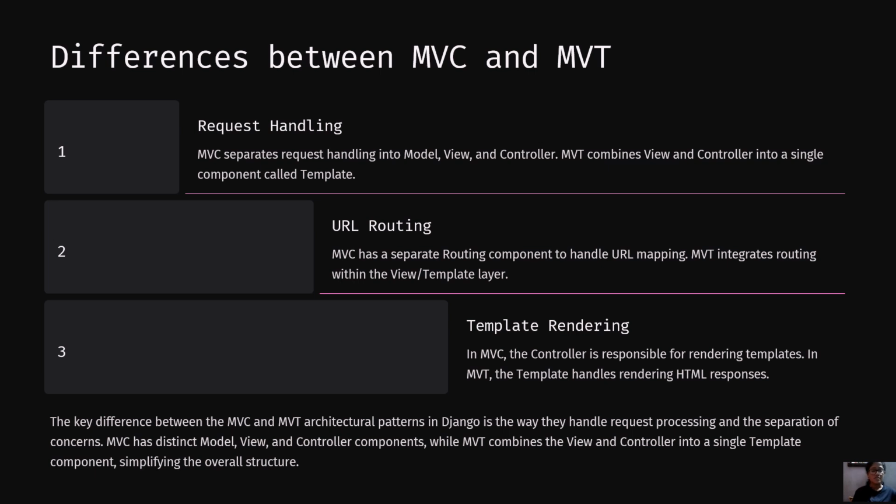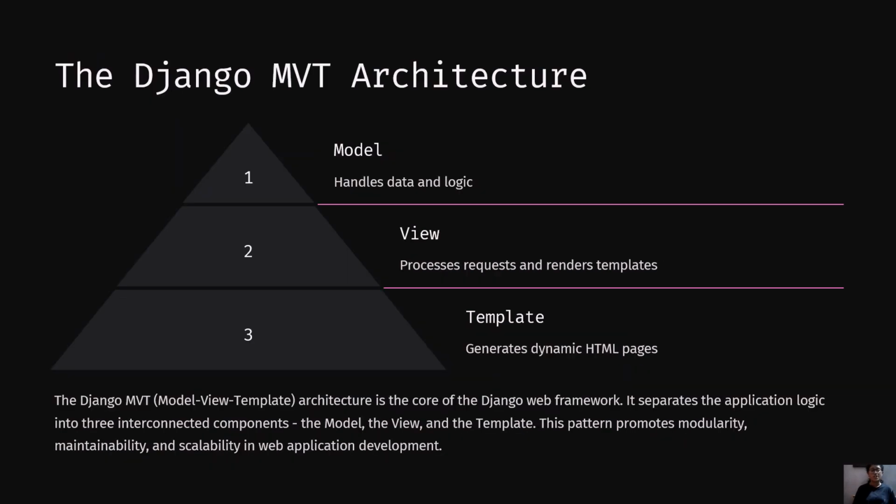Key differences between MVC and MVT architecture. The key difference between the two patterns in Django is the way they handle request processing and separation of concerns. MVC has distinct model, view and controller components, while MVT combines the view and controller into a single template component, simplifying the overall structure. So now let's look further into Django MVT architecture. Model, view, template. Model handles data and logic. View processes the request and renders the template, where model and view are the same as model and view in MVC architecture. Template generates dynamic HTML pages.